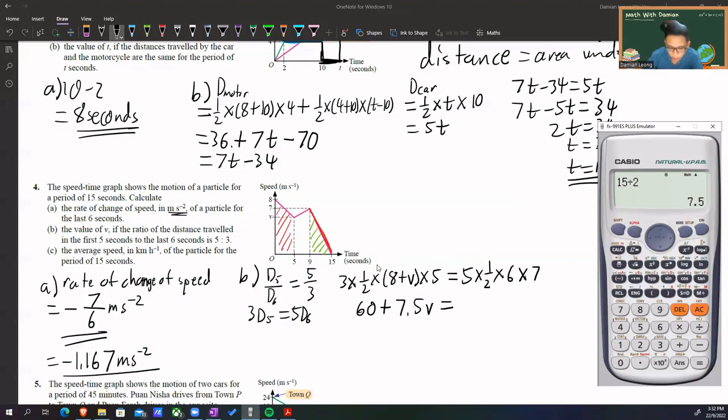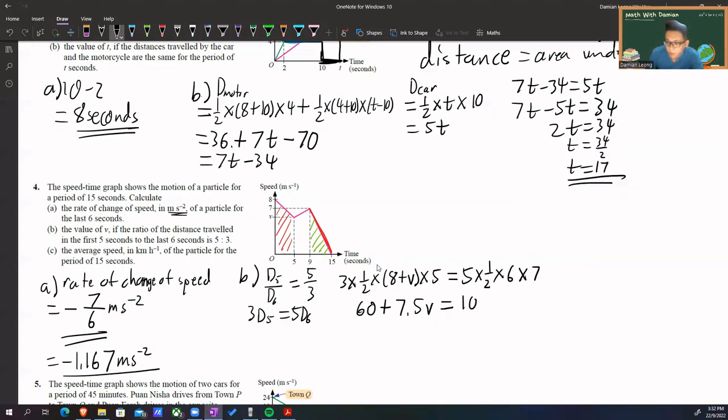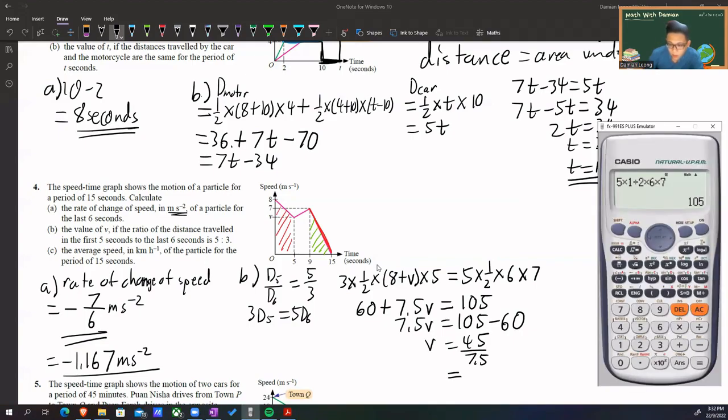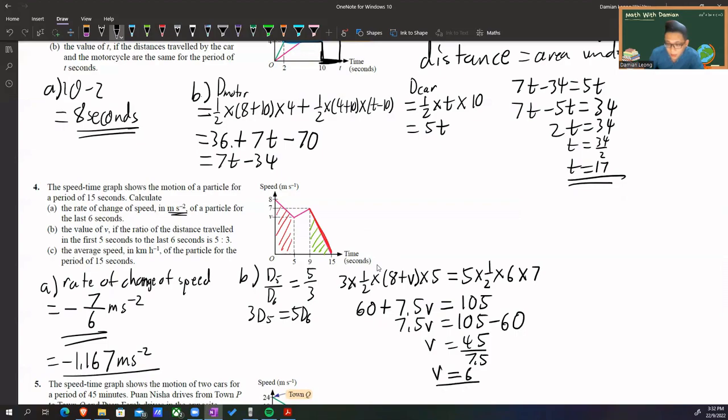This side I times 5 times half times 6 times 7, I get 105. So I get rid of 60, positive opposite minus, which is 45, times 7.5, opposite is divide 7.5. 45 divided 7.5, I get 6. So the value of V is 6. That's for part B.